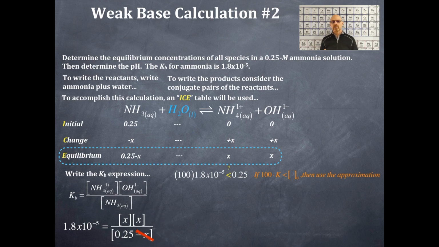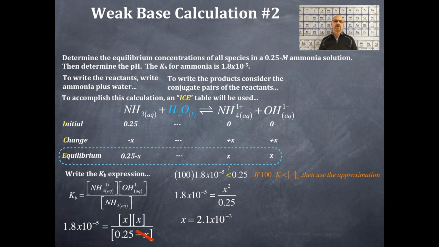So now I take my 1.8 times 10 to the negative 5 on the left-hand side. My numerator is going to be x squared, and my denominator is just going to be 0.25 without the minus x. That's what I have right there. Now we're going to solve this for x. I multiply 1.8 times 10 to the negative 5 by 0.25, take the square root of that, and I get x equal to 2.1 times 10 to the negative 3.